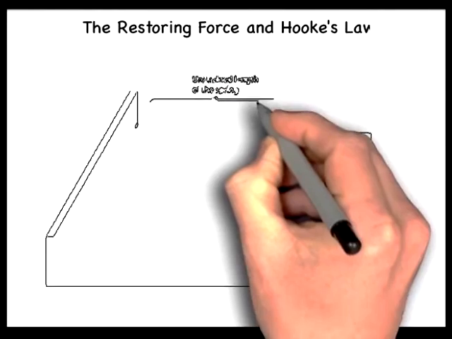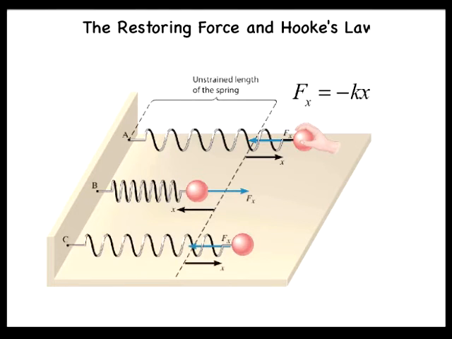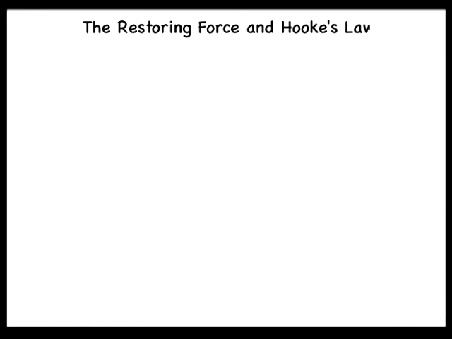In accord with Newton's third law, the spring exerts an oppositely directed force of equal magnitude. This reaction force is applied by the spring to the agent that does the pushing or pulling, or to the object to which the spring is attached. The reaction force, F_x equals negative kx, is called the restoring force, and the restoring force of an ideal spring is stated in Hooke's law as follows.